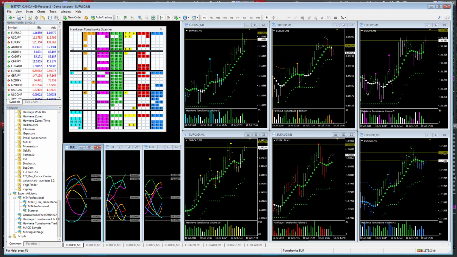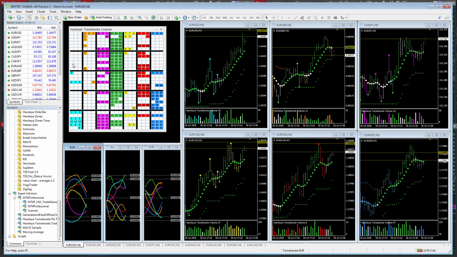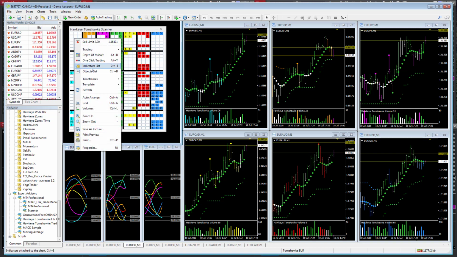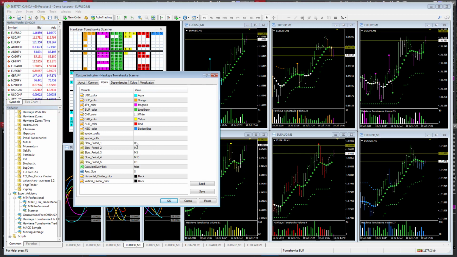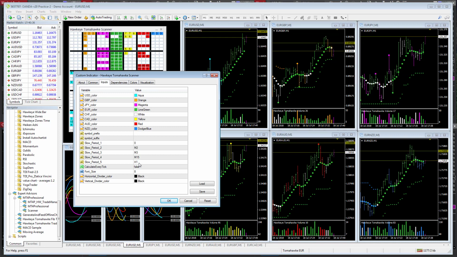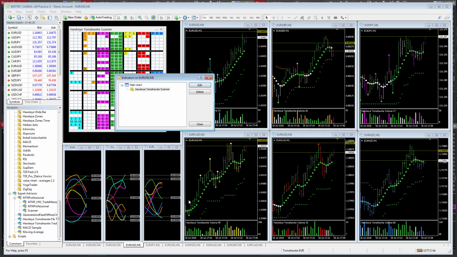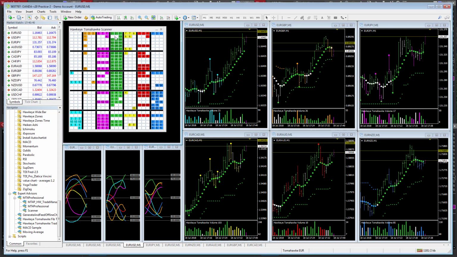So if looking at the time step, this is 1 minute, this is 2 minute, this is 3 minute, this is 15 minute, and that's 60 minute. You can set these up to be anything that you like. So if you go into the indicator list here, the Tomahawk scanner, and you format that, then you can identify these time frames right here, and you can set them to be anything that you like. And that's correct. You don't have to worry about individual boxes. Not at all.